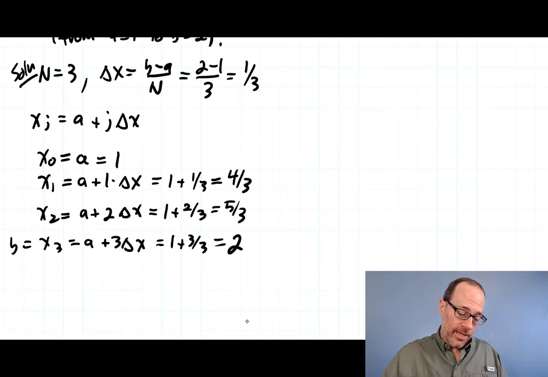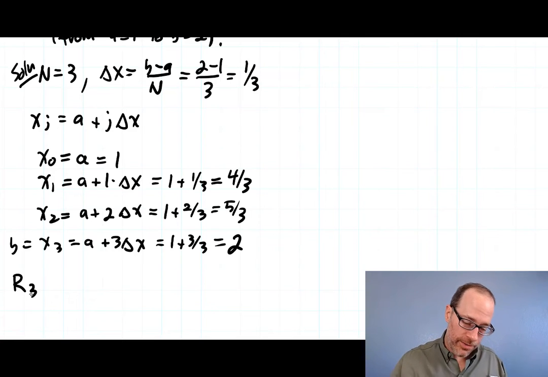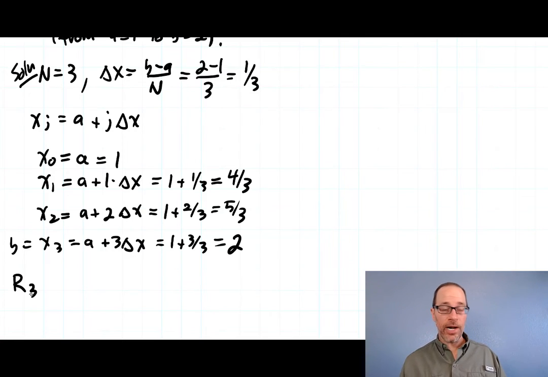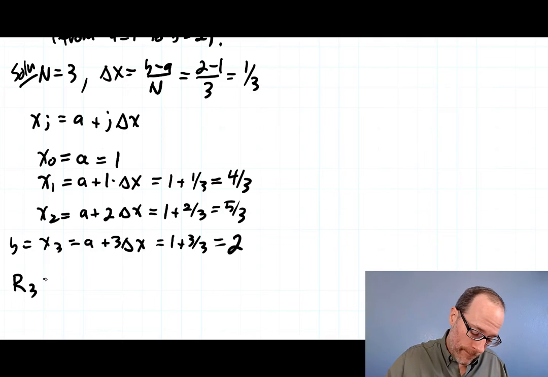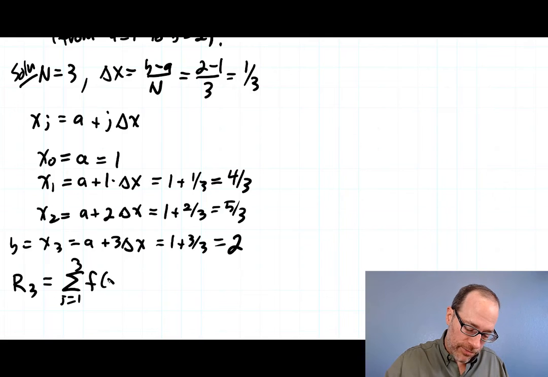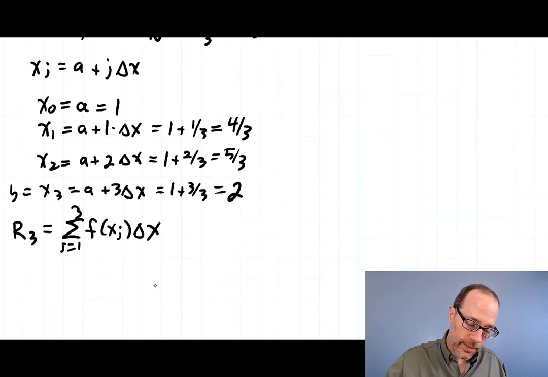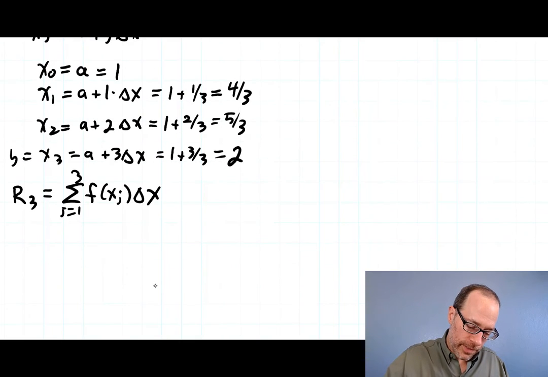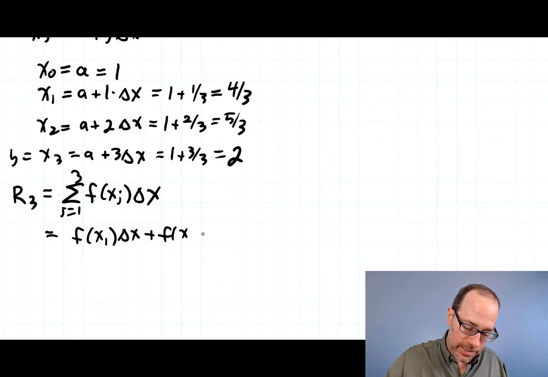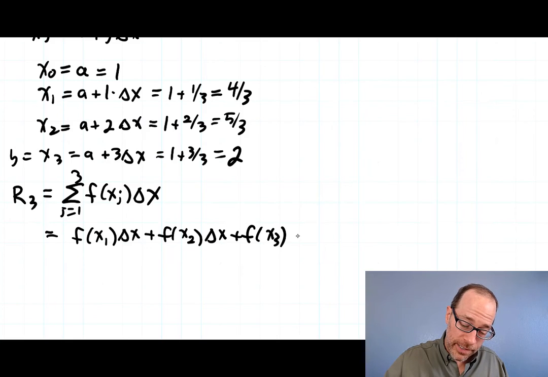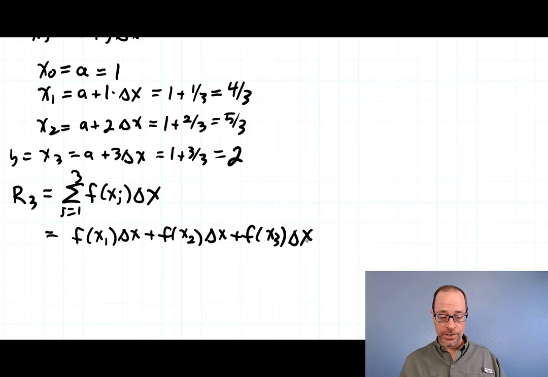as we knew it would be, because that's how we set it up. So then r sub 3, the right-hand rectangle approximation for the area under the curve, will be the sum from j equals 1 to 3, f of x sub j, delta x. So this will just be f of x1, delta x, plus f of x2, delta x, plus f of x3, delta x, because that's what the summation notation means.